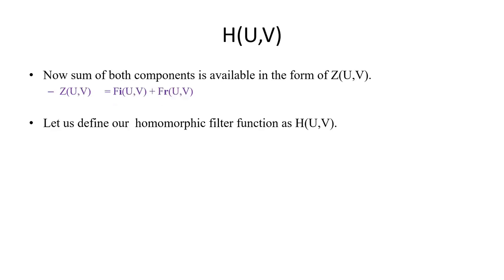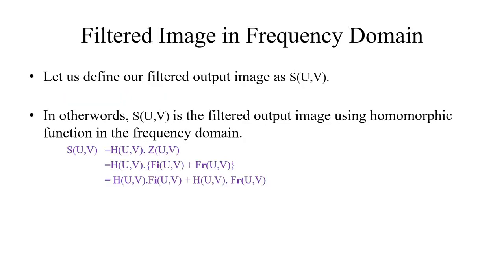Now we have to define our homomorphic filter. The function is defined as H of uv. The sum of both the components of illumination and reflectance is given as Z of uv. Let us define our filtered output image as S of uv. In other words, S of uv is the filtered output image using the homomorphic function in the frequency domain.